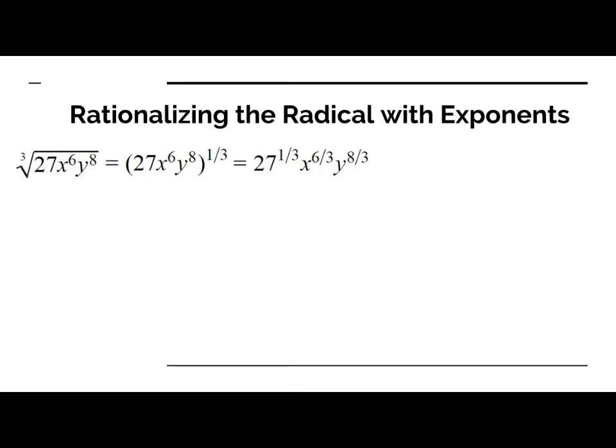If it's x to the 6/3 and y to the 8/3, we can reduce that. It seems like I've already done this, but it's a little bit different now, because 6/3 we can reduce very easily. 6 divided by 3 is 2, so it'd be x squared. But 8/3 is a little bit different. So now we have to figure out what to do if it doesn't reduce down all the way. 27 to the 1/3 again, 3. 6/3 for x was 2.